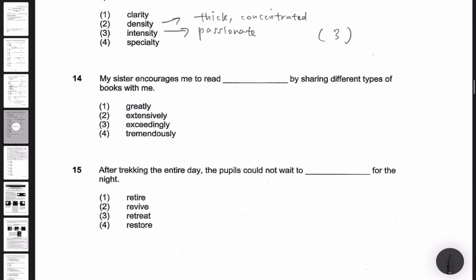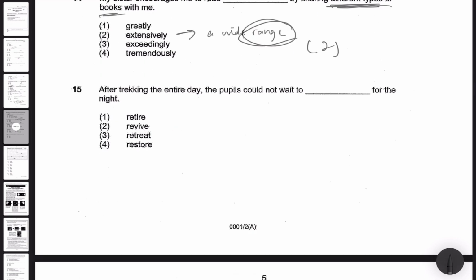Alright, 14, my sister encourages me to read extensively. Extensively means what? Wide range, right? By sharing different types of books with me, not just non-fiction, fiction, could be biographies, what else? Science fiction, mystery, rom-coms, I don't know, right? The list goes on and on. So a wide range. Okay. Last question, question 15.